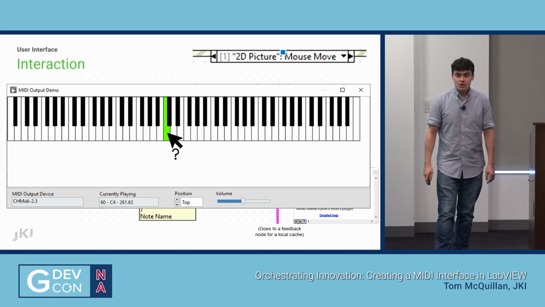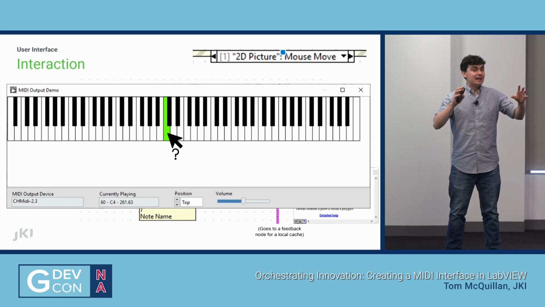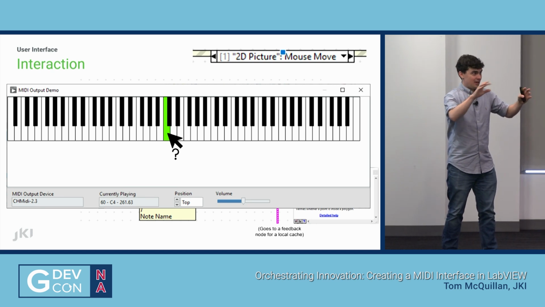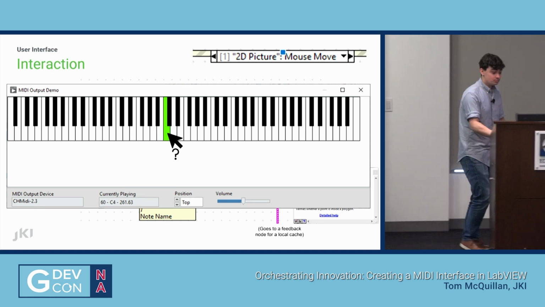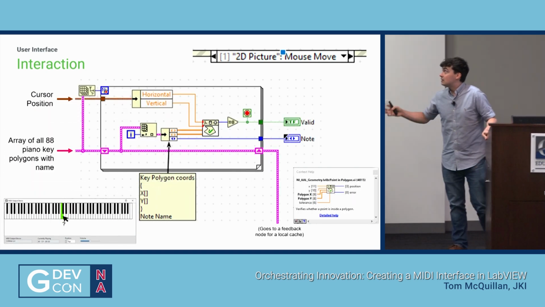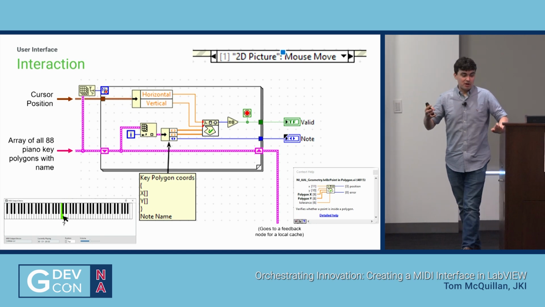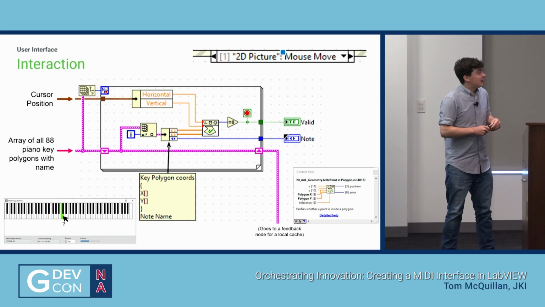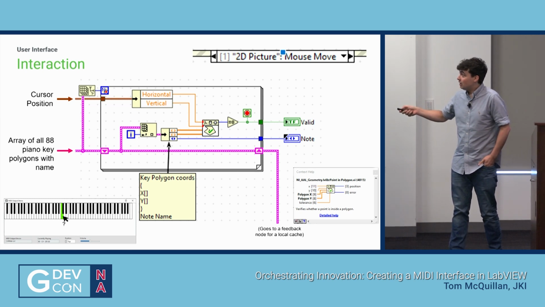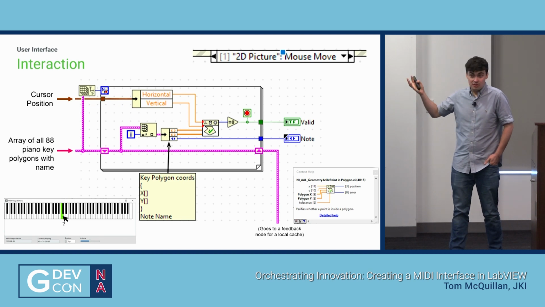Cool. Oh yeah, so how does LabVIEW know where on my user interface I have my cursor? Well, in LabVIEW, I'm just tracking mouse movement events. And then for every piano key, I'm just looking, is my cursor inside that polygon? And if it is, I stop this loop and it's valid.